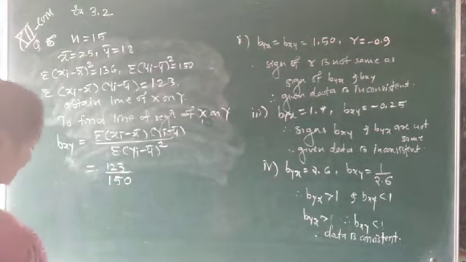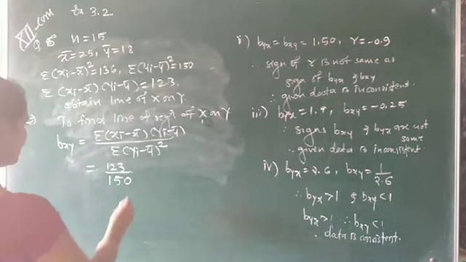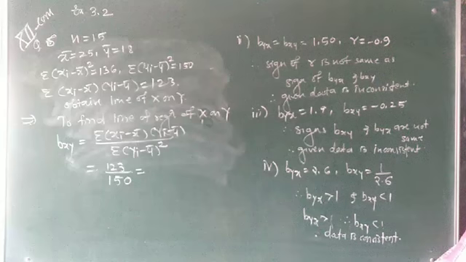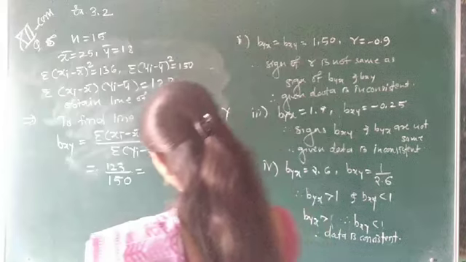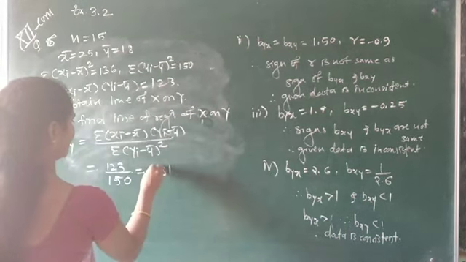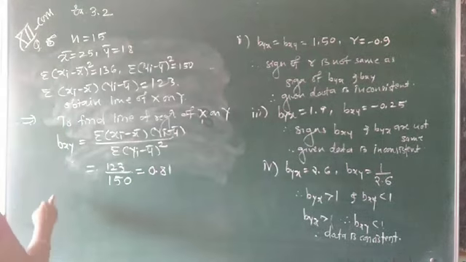The product of deviations is 123, hence the answer is 0.81. 123 upon 150, that is 0.81.